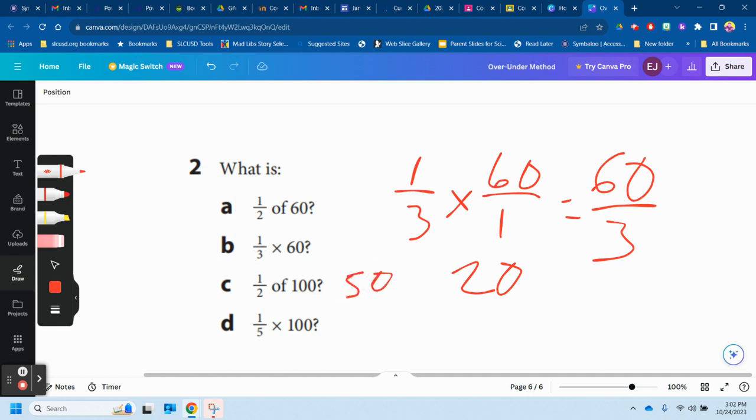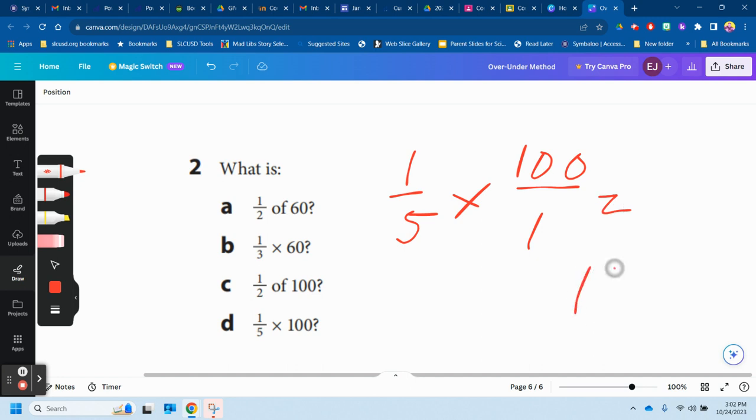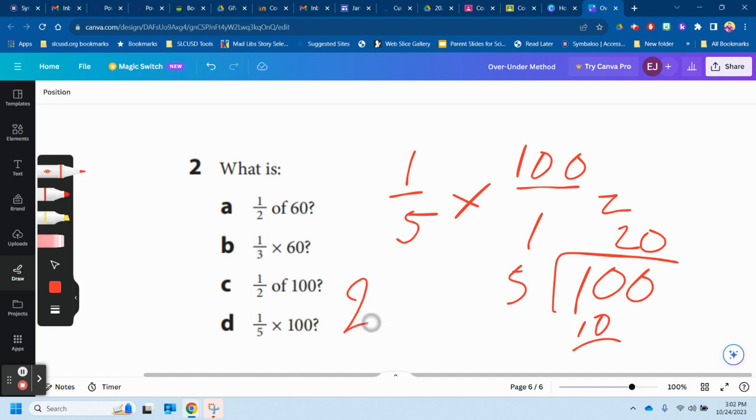I think we know half of 100 is 50, but the same procedure works. 1/5 of 100 is 20. Well, let's check it out. 1/5 times 100 ones. So I'm just going to end up dividing this and getting my 20. Divide a $10 bill among 5 people. 2 times 5 is 10. I'd have 2 and 0, 20 cents. So hopefully that's helpful.